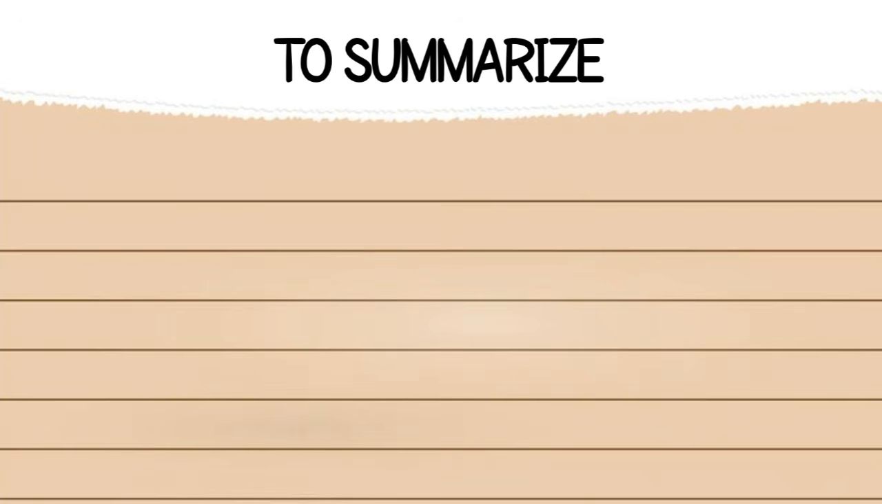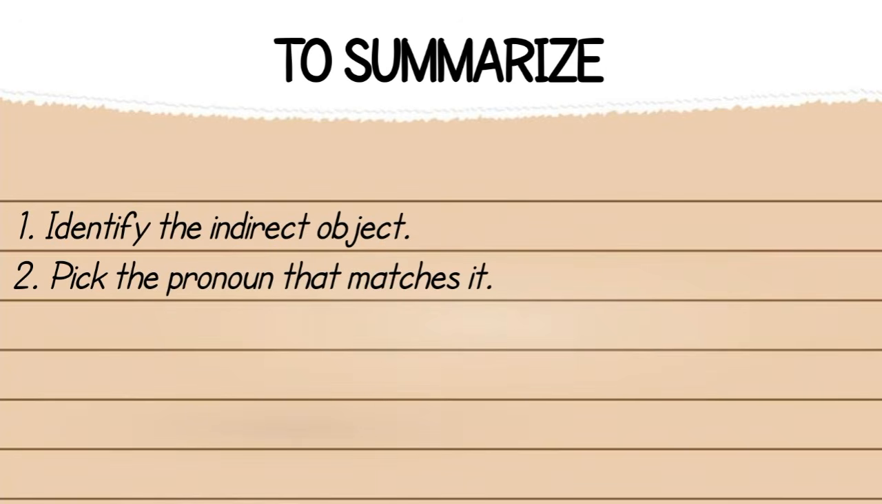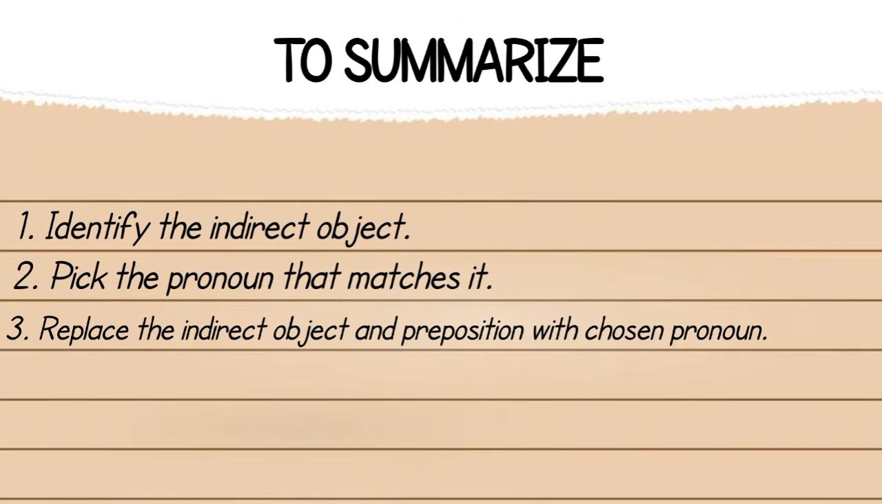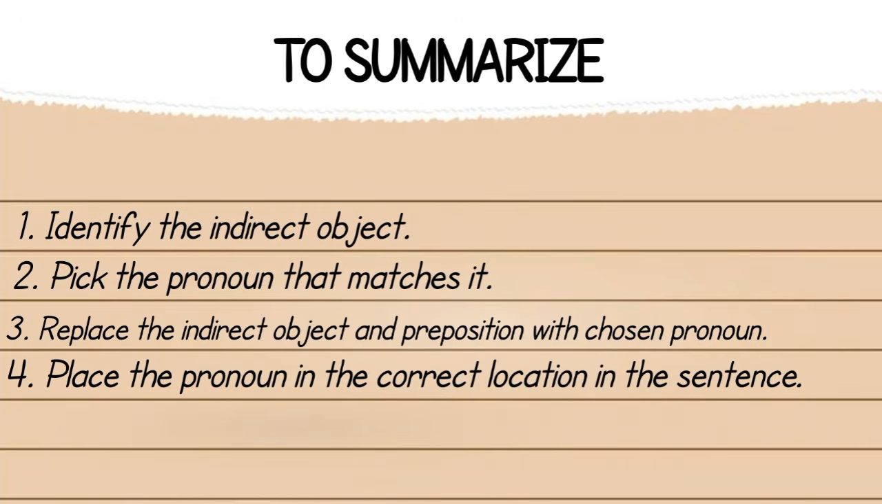Let's review how to use IOPs. First, identify the indirect object. Then, pick the pronoun that matches it. Then, replace the noun and preposition with the pronoun. And finally, place the pronoun in the correct location in the sentence.